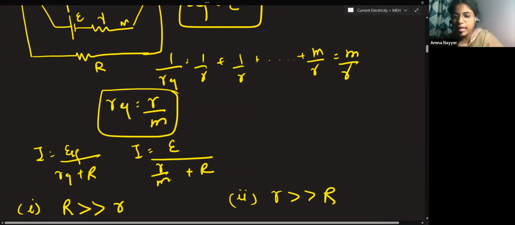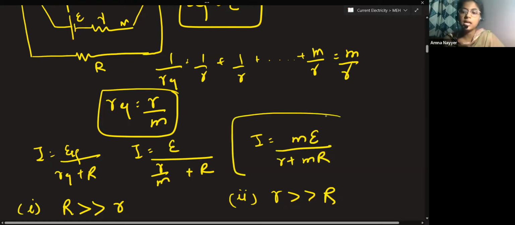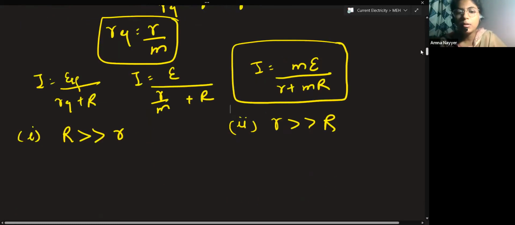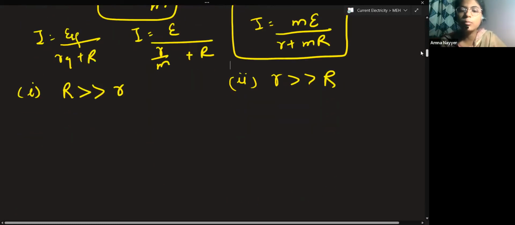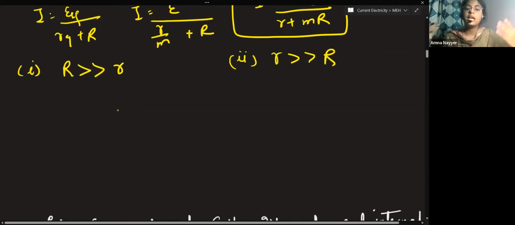Now if you take the LCM, it will be M, so M will go up, that's how we got ME divided by R plus M into capital R. This is the current that you get, where M is the number of rows present. Similarly, you can get a condition where capital R is greater than small r.